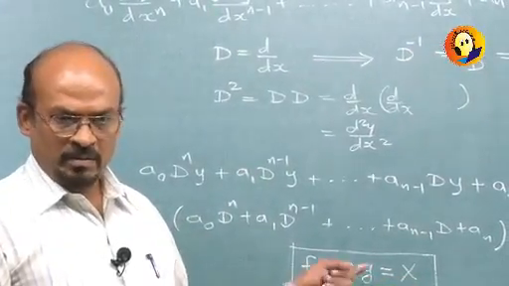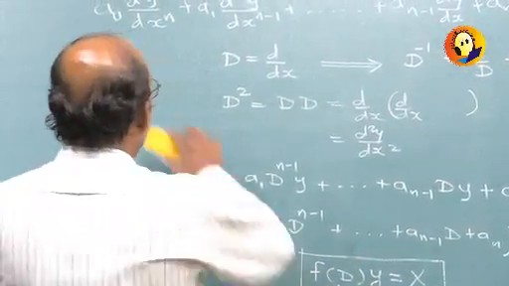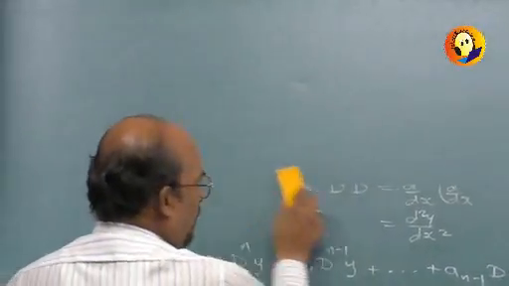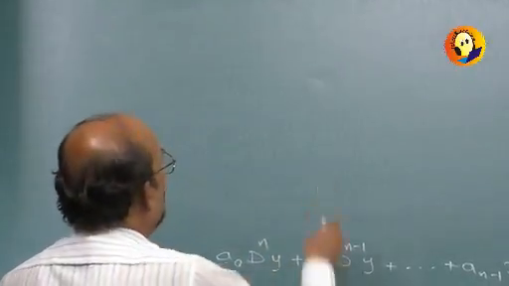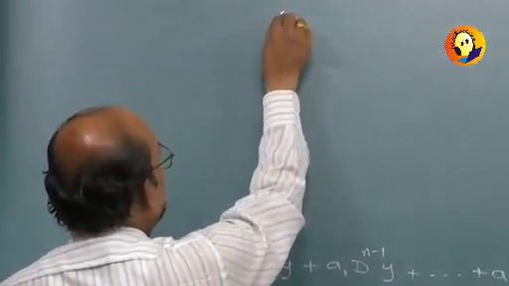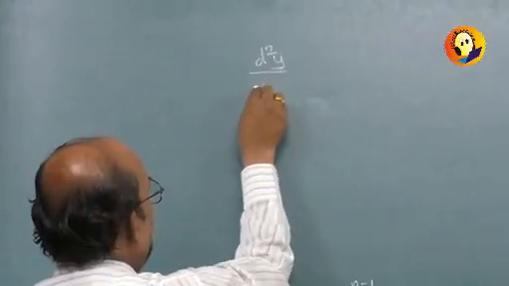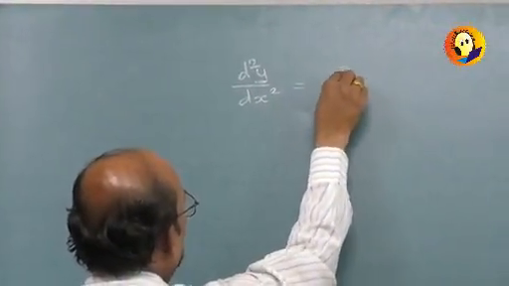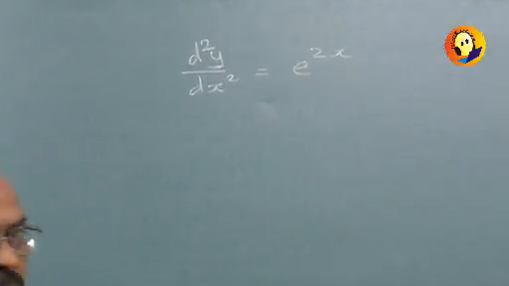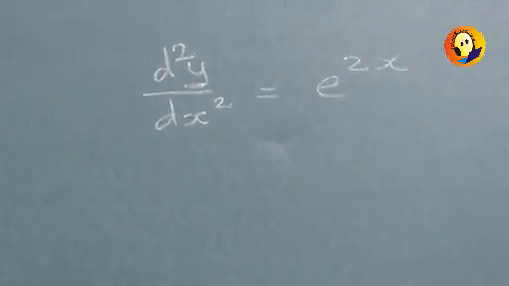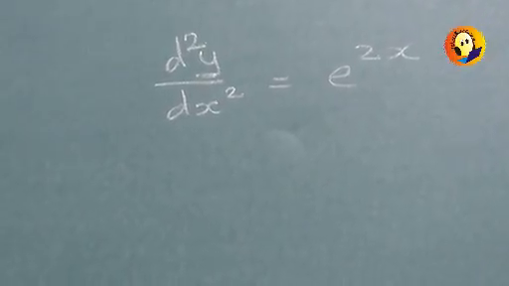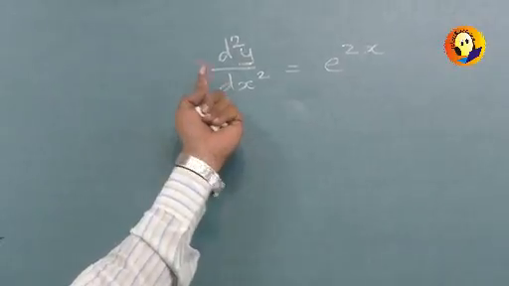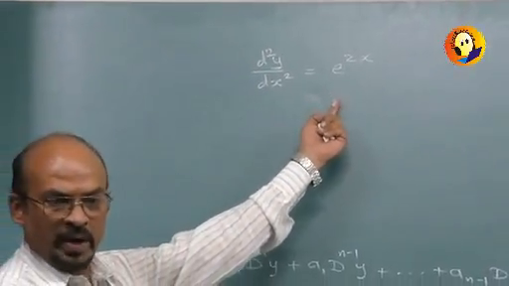Notation can vary, right? Now, before we proceed further with the solution part of it, let us solve some equation which is very simple. d2y by dx square equal to e raised to 2x, which is the second order differential equation. It is a linear differential equation. It has got coefficient as 1. There is no term of dy by dx. There is no y involved.